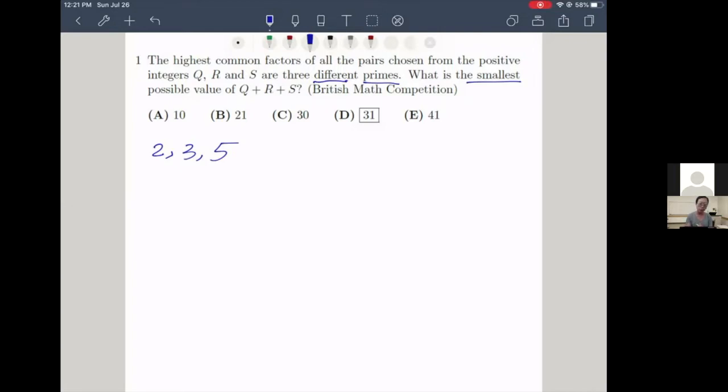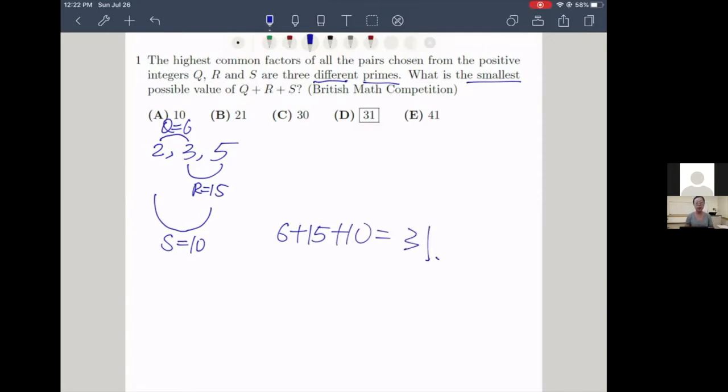So for example, from 2 and 3, we can get Q equals 6. From 3 and 5, we can get R, which is 15. And from 2 and 5, we obtain S, which is 10. 2 times 5 equals 10. So the sum is 6 plus 15 plus 10, which is 31, right? So this question is not that difficult.